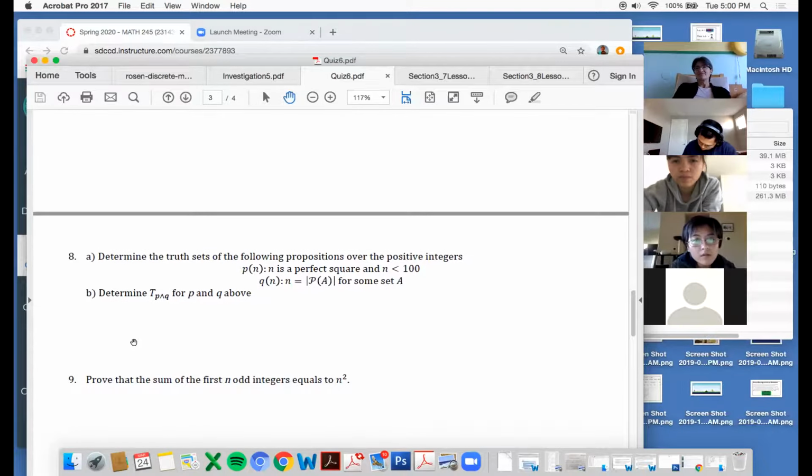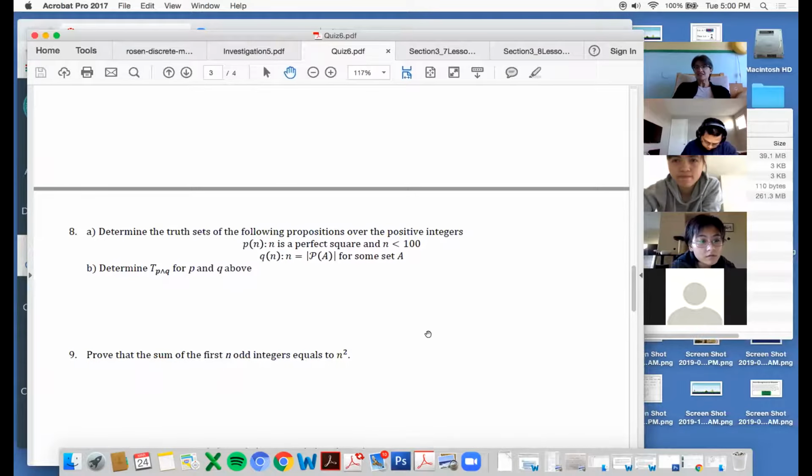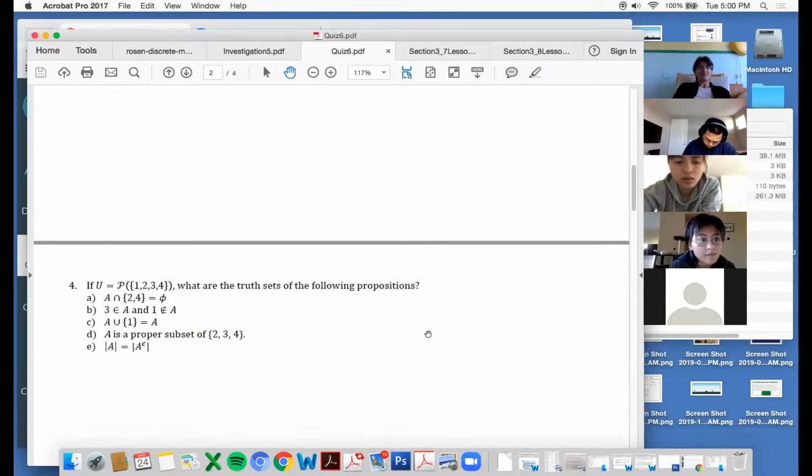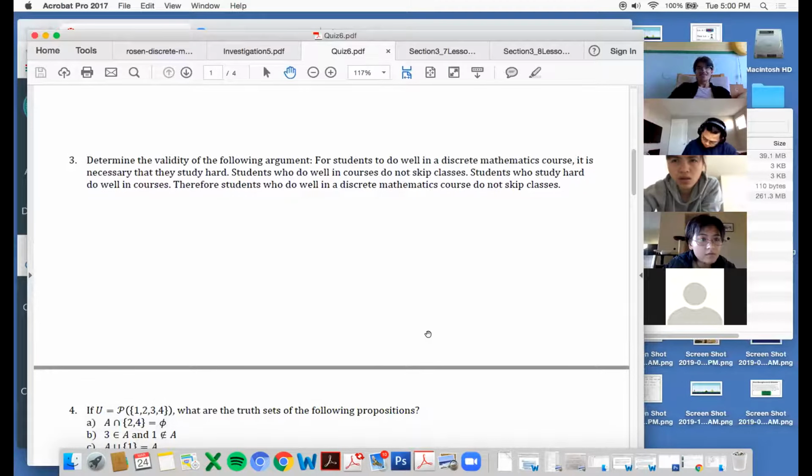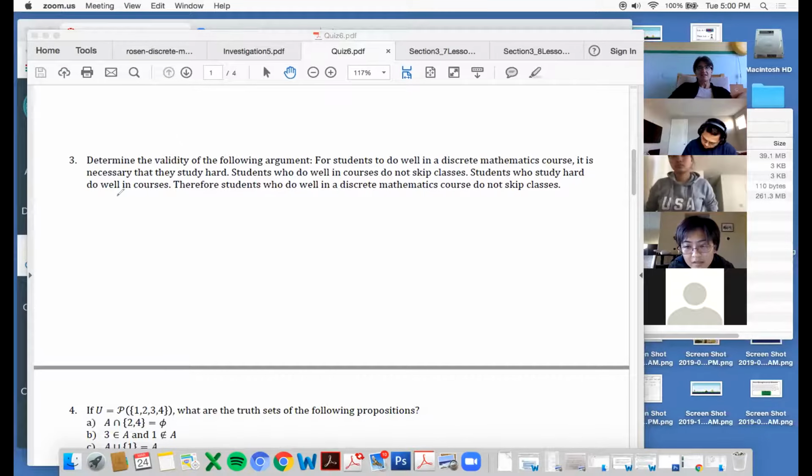I think some are curious about quiz 6, question number 3. So what's your question about that one? I think somebody asked in the discussion how we can determine the validity without working out a truth table.